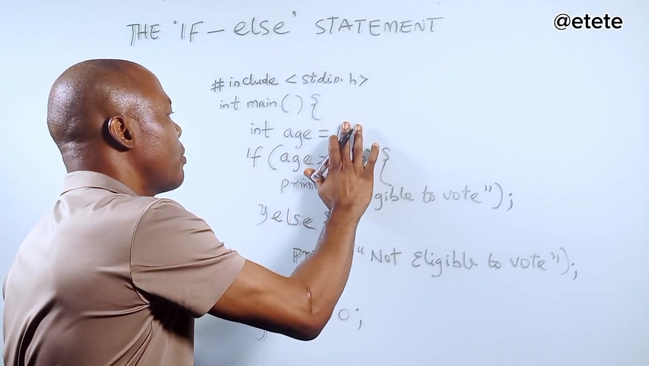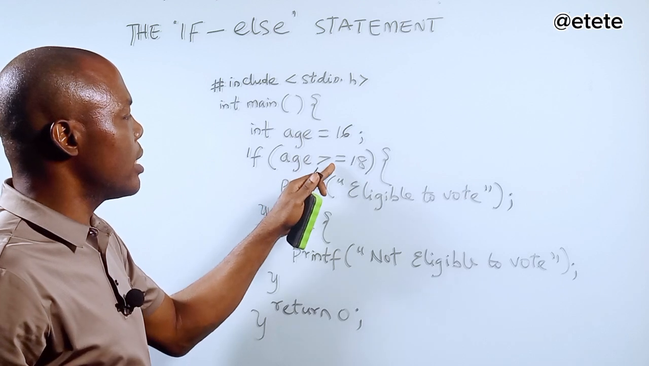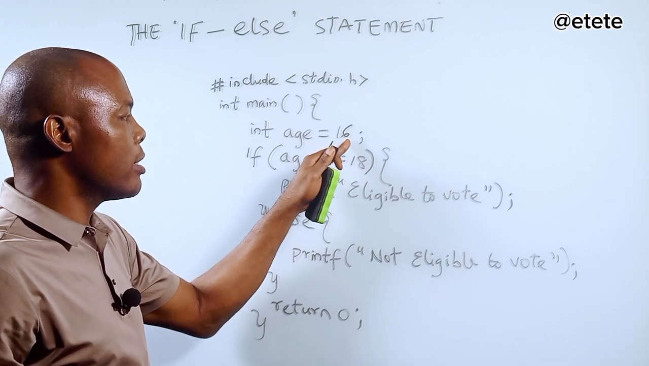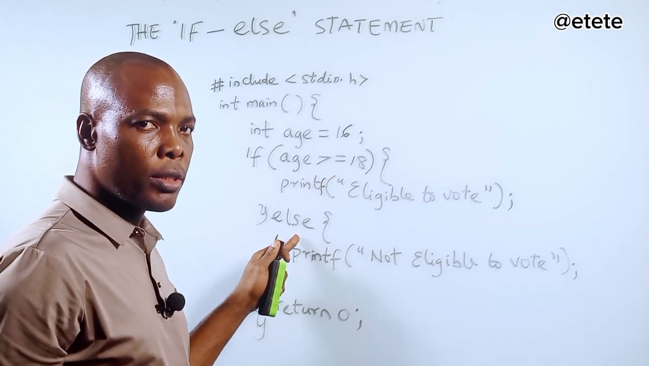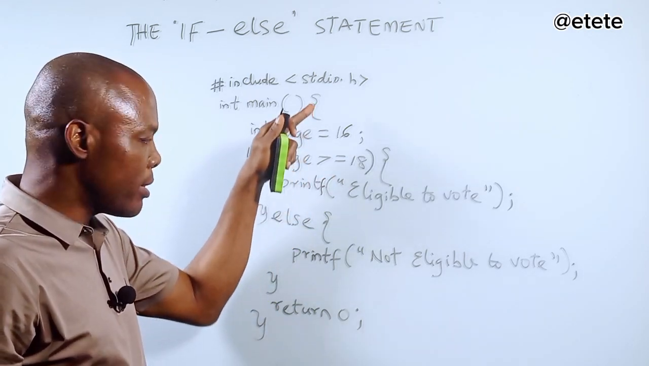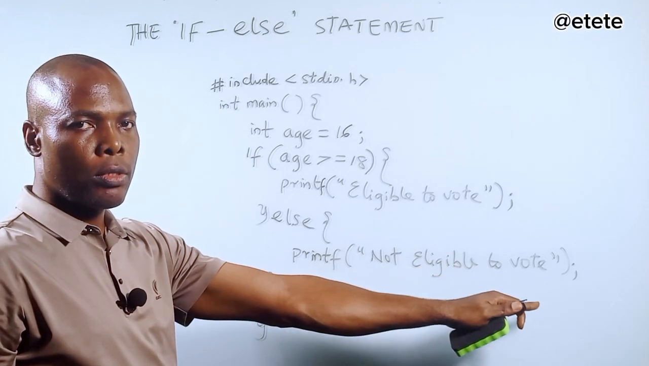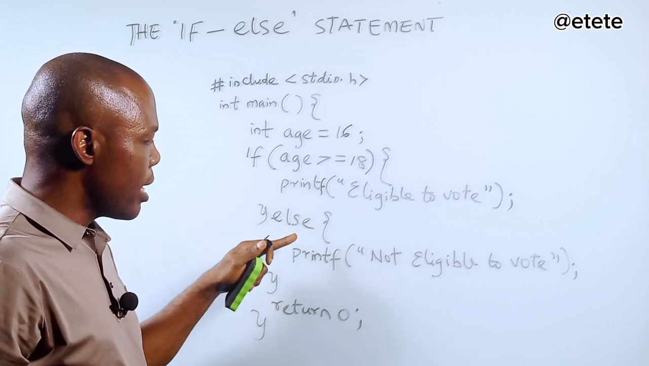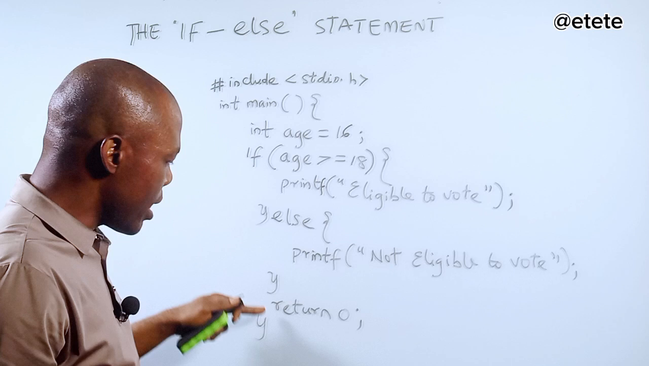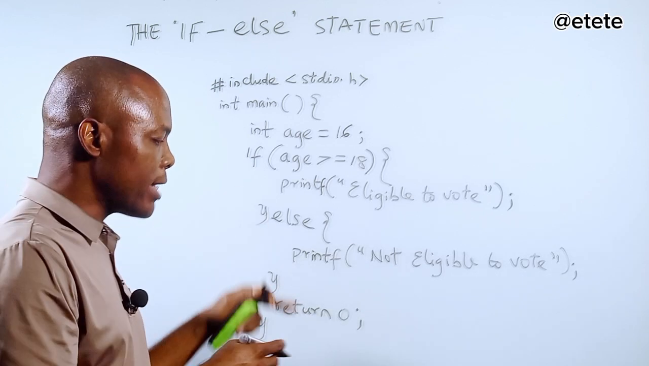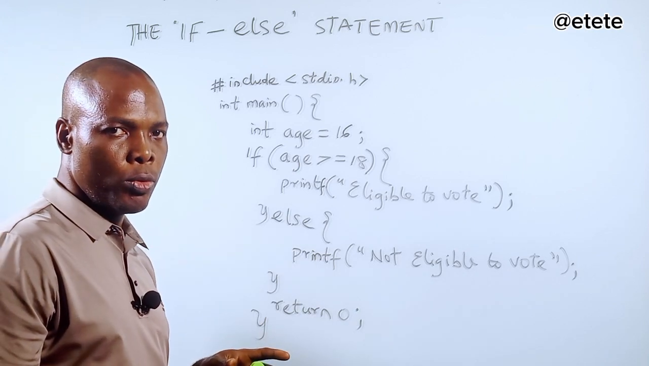But if I change this place to 16, it will check if age is greater or equals to 18. Age is 16. So this is not true. This is false. Else will step forward and I will tell the messenger, you are not eligible to vote. So if will not do anything, else will step forward and tell the messenger, you are not eligible to vote, and then return to the operating system. That is the end of the program. So that is what if else will do.